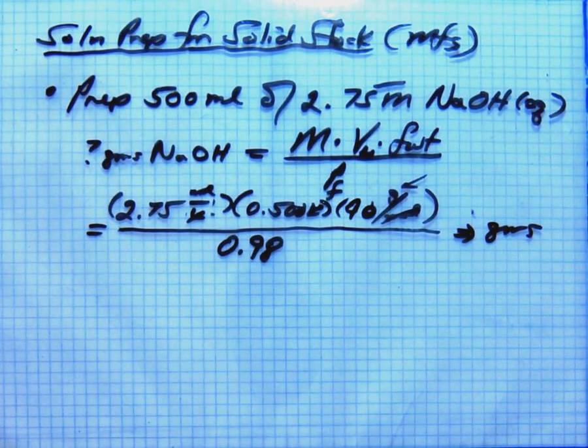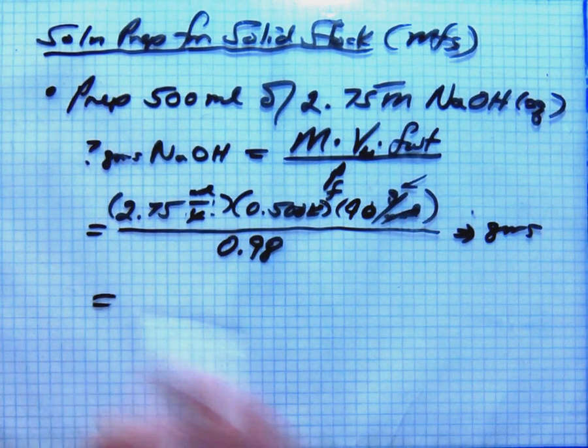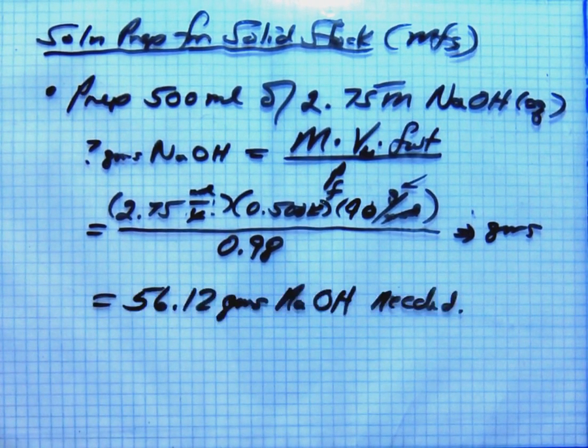That's an easy formula. If you look at the next one, when you do liquids, same formula, except you have to divide by the density of this liquid stock, and the assay label too. So we need 56.12 grams of sodium hydroxide.